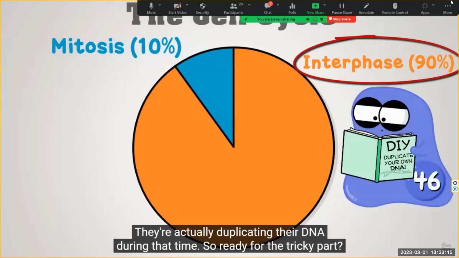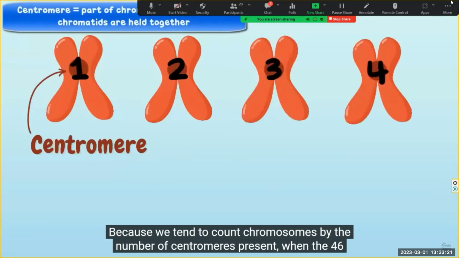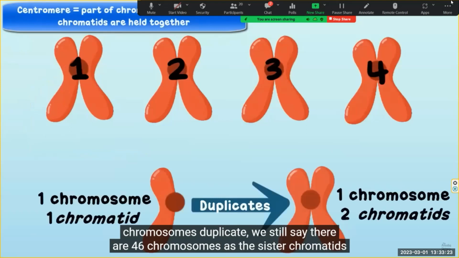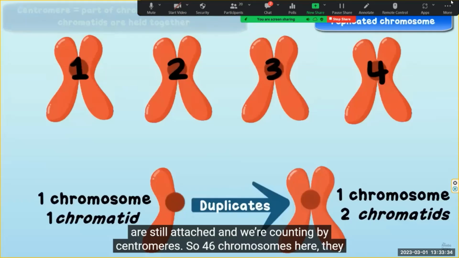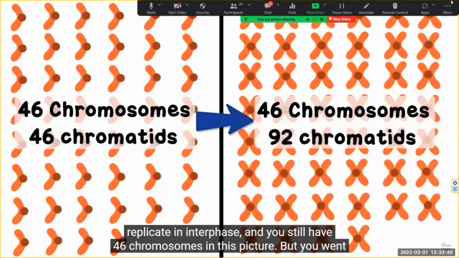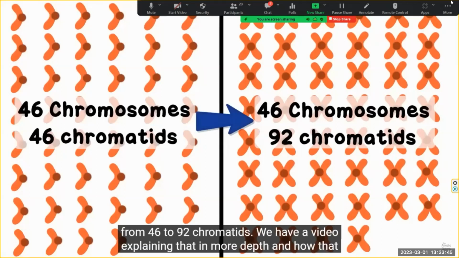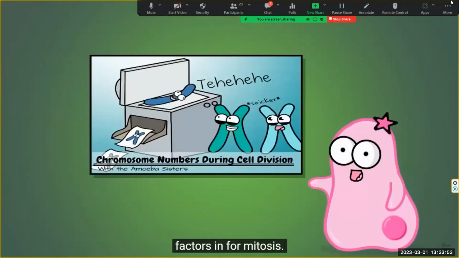So ready for the tricky part? Because we tend to count chromosomes by the number of centromeres present, when the 46 chromosomes duplicate, we still say there are 46 chromosomes, as the sister chromatids are still attached, and we're counting by centromeres. So 46 chromosomes here replicate in interphase, and you still have 46 chromosomes in this picture, but you went from 46 to 92 chromatids. We have a video explaining that in more depth and how that factors in for mitosis.